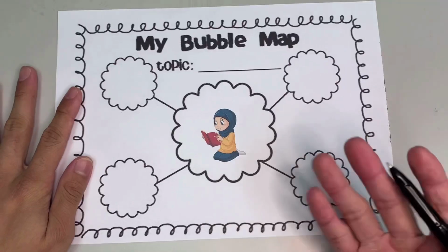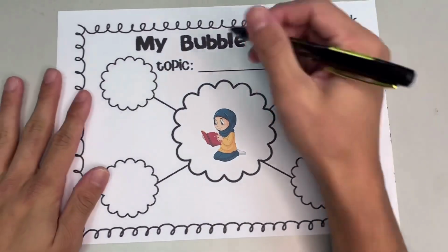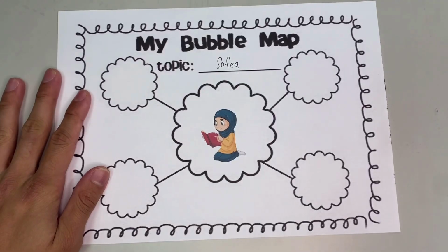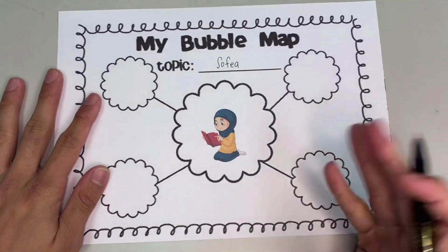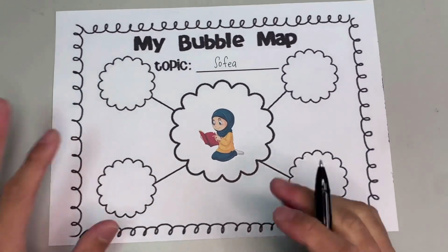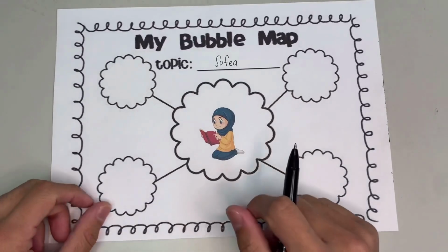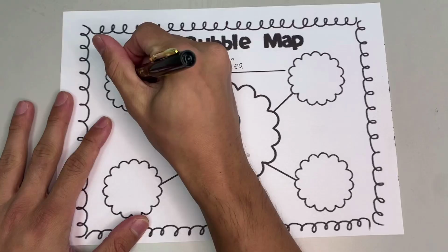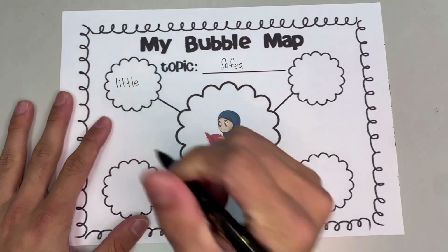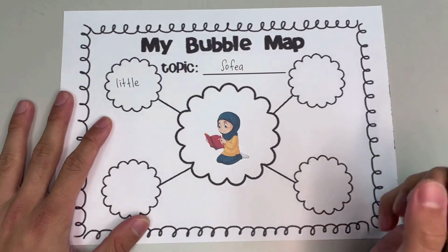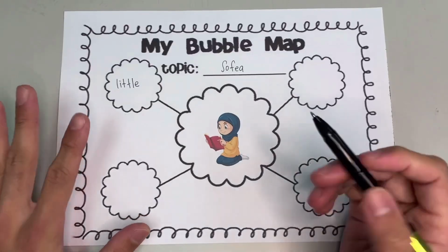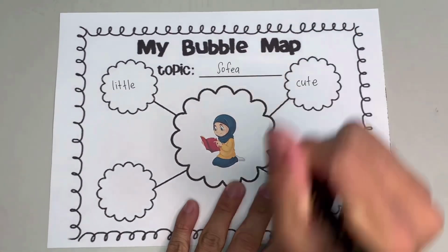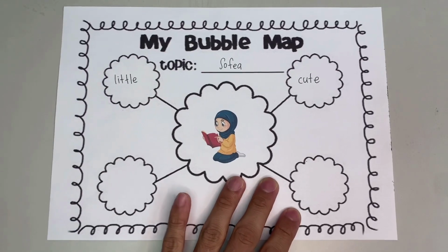Here we have a little girl. We should call her Sophia. So the topic is Sophia. Okay, let's use some adjectives to describe Sophia. As I have mentioned, she is a little girl, so we are going to use the adjective little. L-I-T-T-L-E. Little means young or small. We can also say that Sophia is very cute. So I'm going to write cute in the bubble.